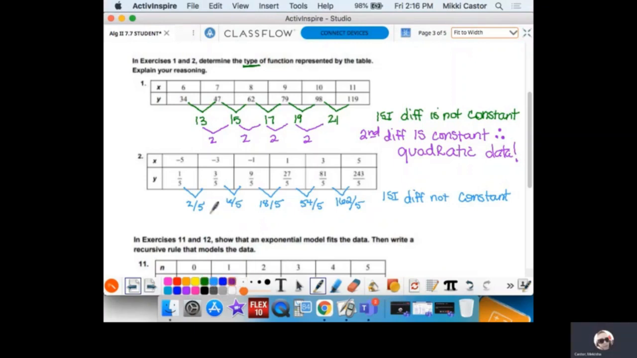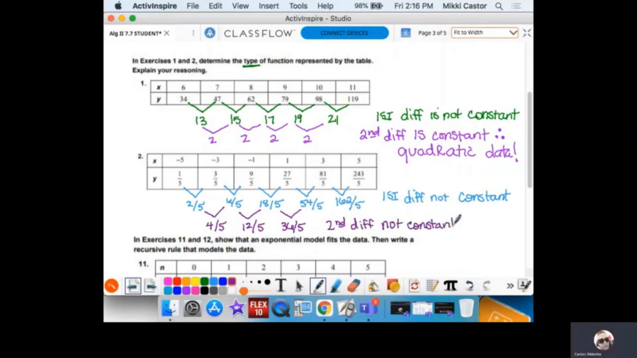Oh, Trace, you're shaking your head. That one didn't stay constant either. No. So here we have a 4 fifths. Here we have a 12 fifths. I always do a few just to make sure that I'm not being goofy and wrong in my arithmetic. What's 54 minus 18? 36. 36 fifths. Is this one staying constant? So my second difference is also not constant.